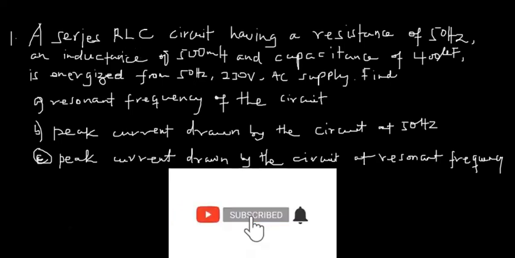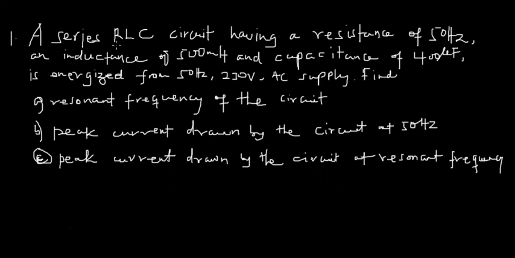Let's take our first question. We have a series RLC circuit, meaning a resistor, an inductor, and a capacitor in series, having a resistance of 50 ohm, inductance of 500 millihenry, and capacitance of 400 microfarad. It's energized from a 50 hertz, 30 volts AC supply.